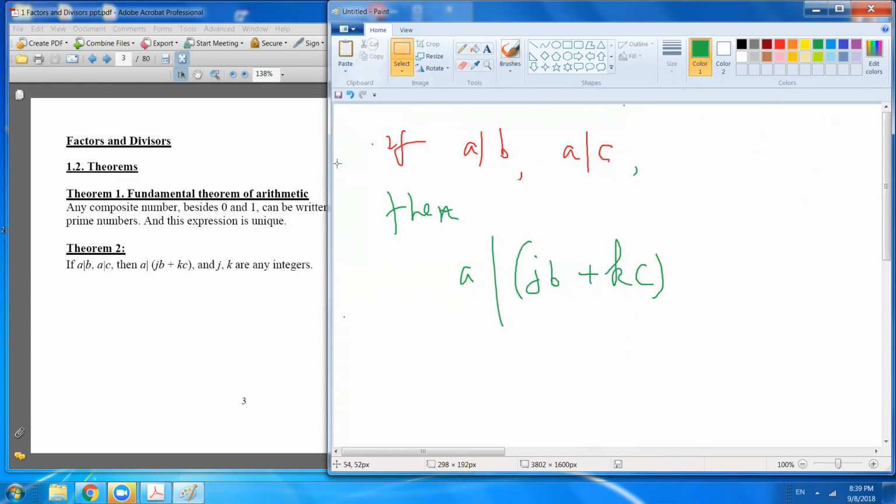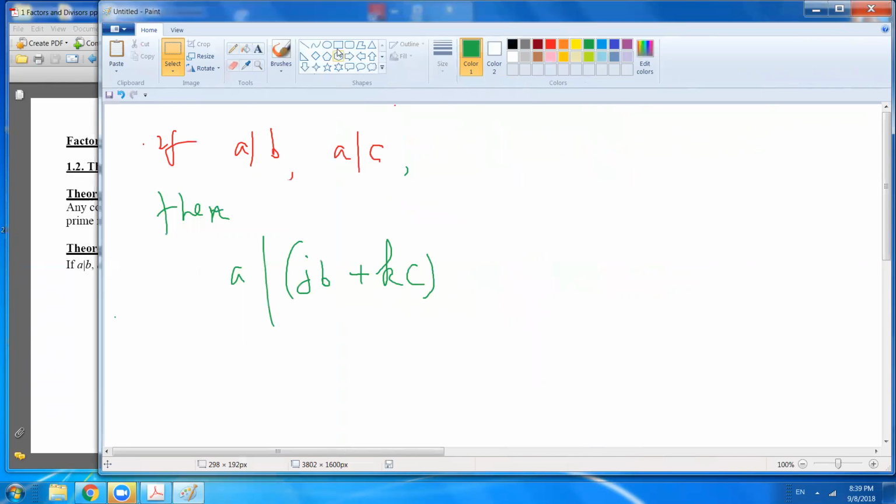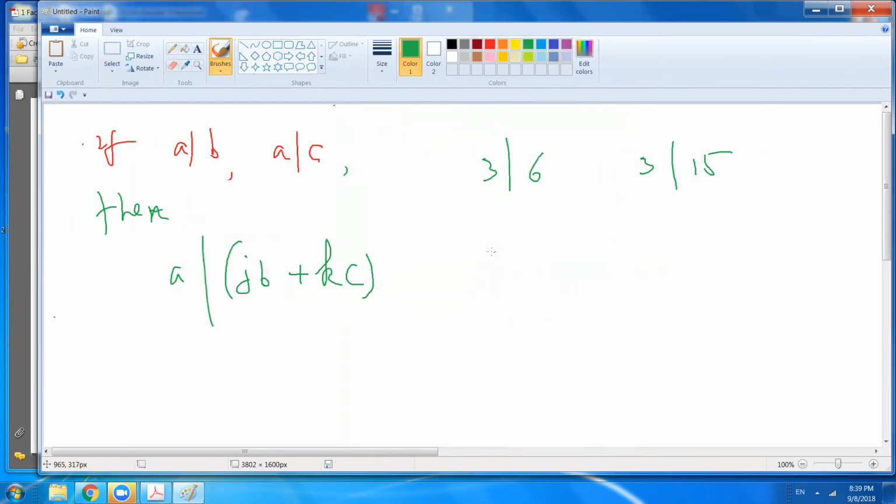So we're not going to prove this, and I will show you it is very easy to prove. Let's use an example, okay? 3 divides 6, right? That means 6 is divisible by 3. 3 also divides 15, which is 5, right?